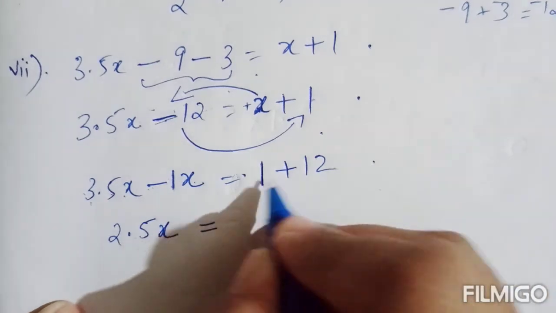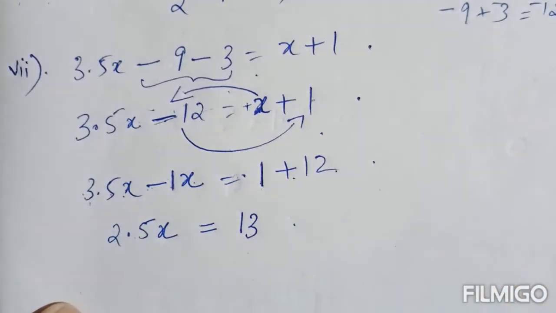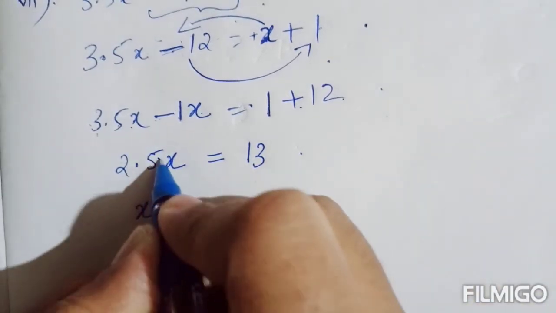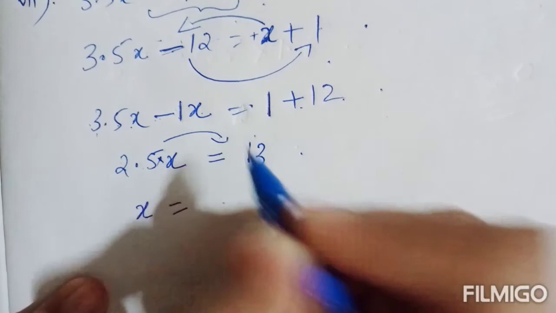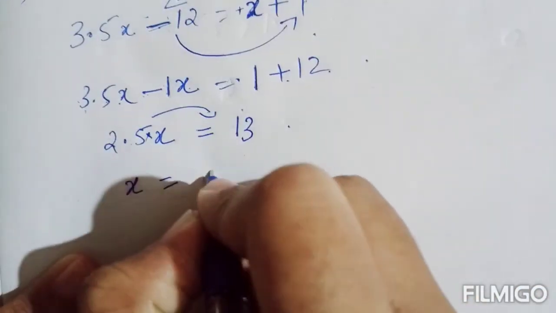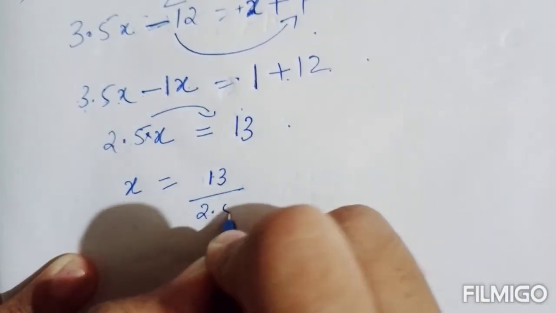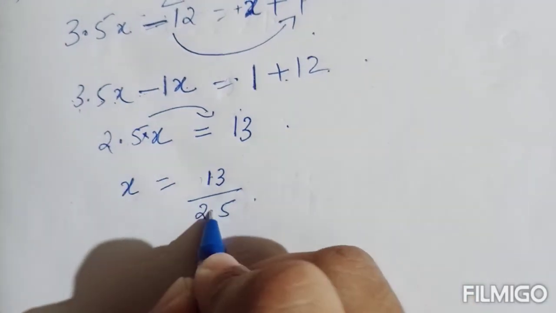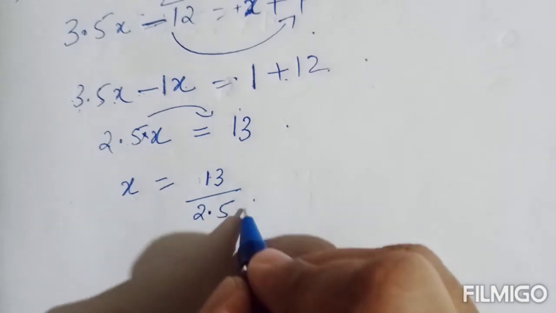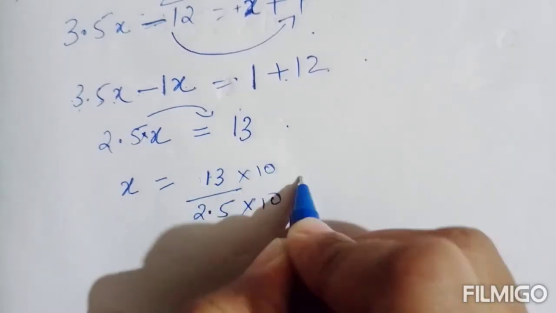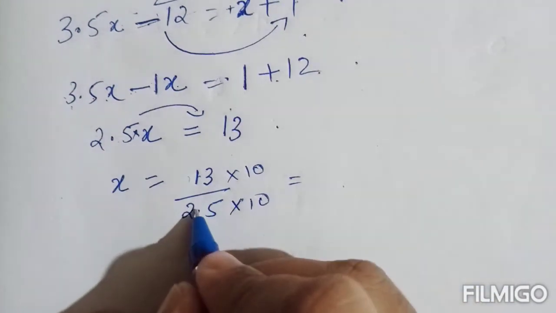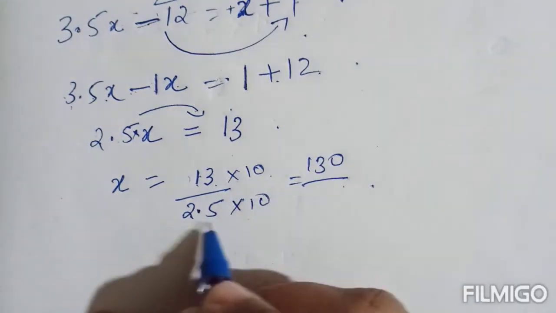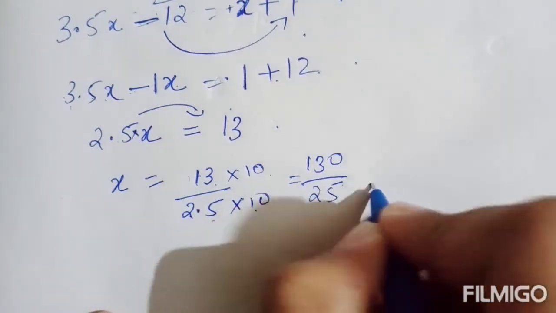2.5x equal to 1 plus 12 is 13. Now we can find the value of x. x equal to, multiplication 2.5 you are taking to the other side, so that will be 13 divided by 2.5. Now in the denominator, after decimal point 1 digit is coming here. So you can multiply both numerator and denominator by 10. We have to remove this decimal. That's why 13 into 10, 130, by 2.5 into 10, it is 25.